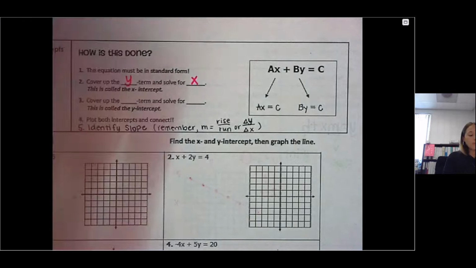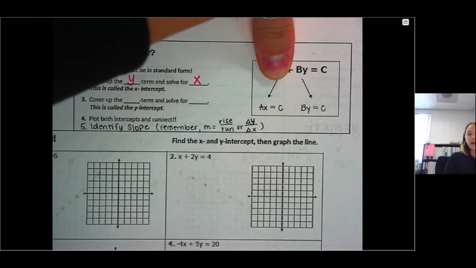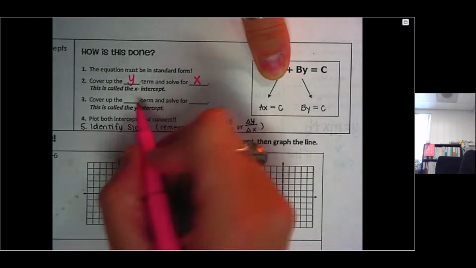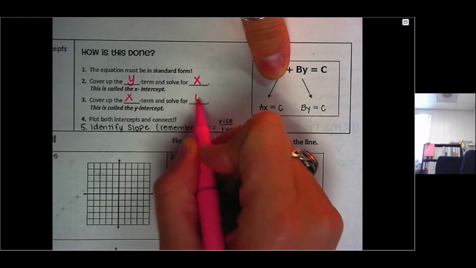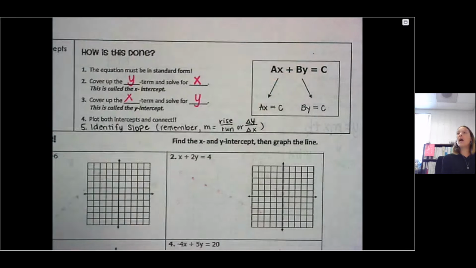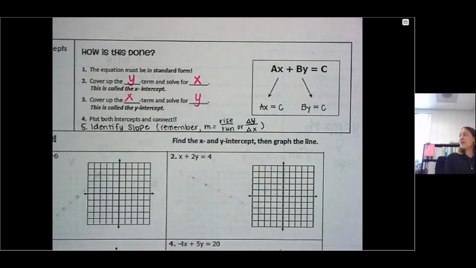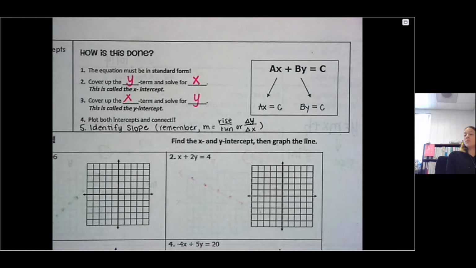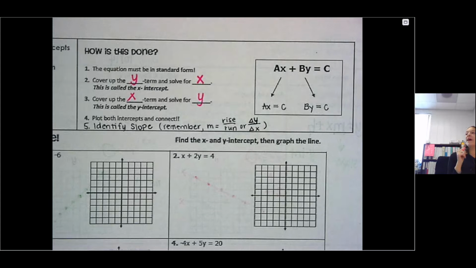Then you'll cover up the x and solve for y. That's called the y-intercept. You'll plot those two numbers on the graph, and then that's it. You'll identify the slope, and that's all you have to do. It's way faster, way easier. You don't have to do all this extra algebra, okay? So let's take a look.